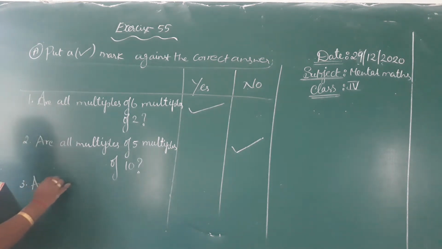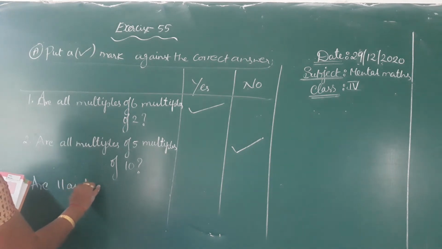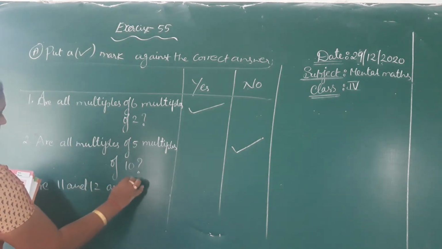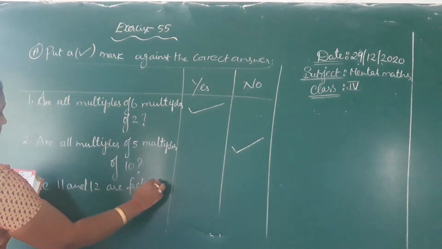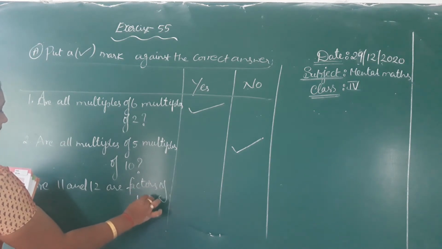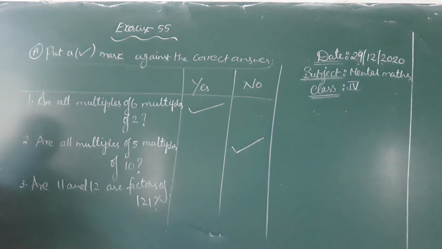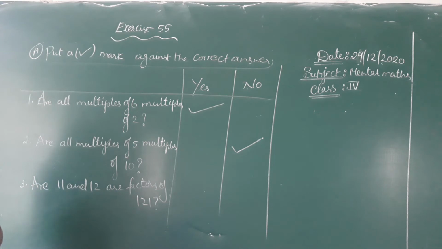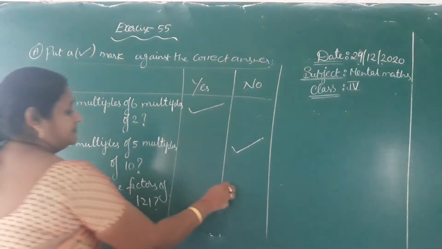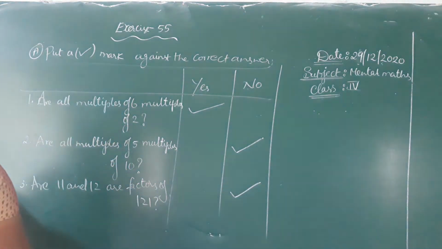Are 11 and 12 factors of 121? What are the factors of 121? 11 elevens are 121. Here 11 is the only factor of 121, but they are saying 12 is also a factor of 121. So it's a false statement. See the fourth question.